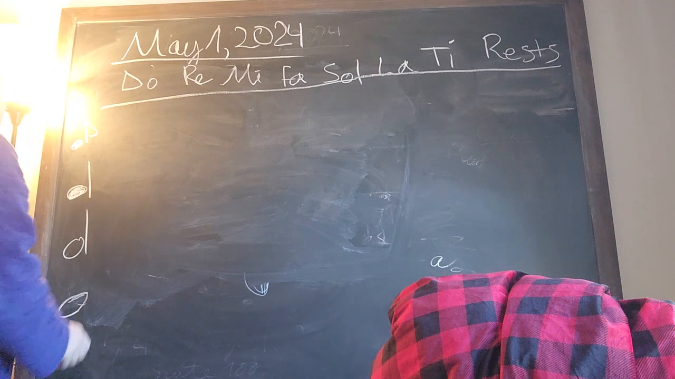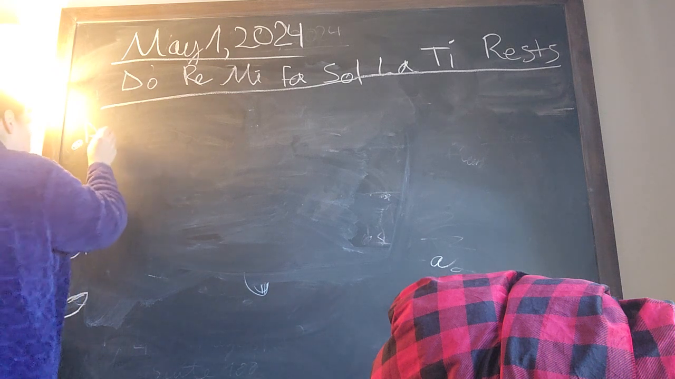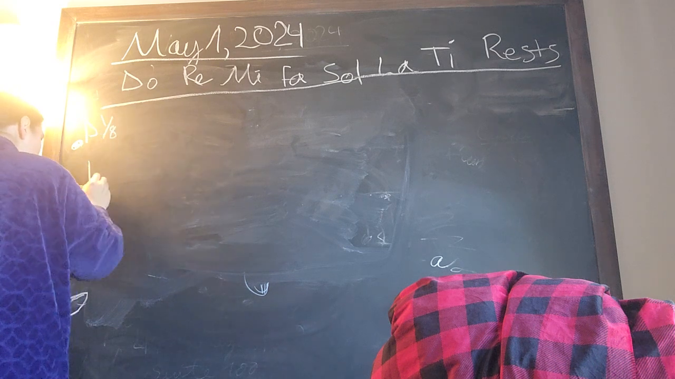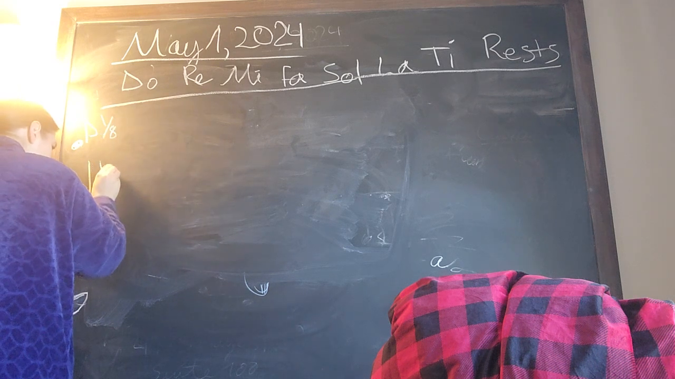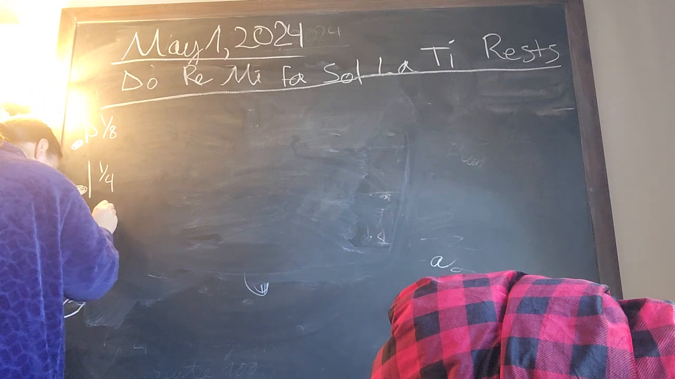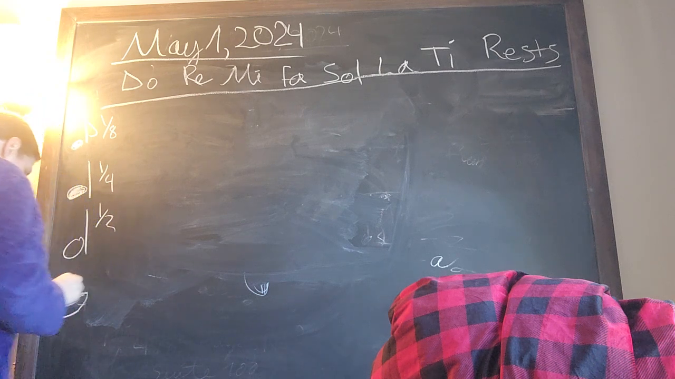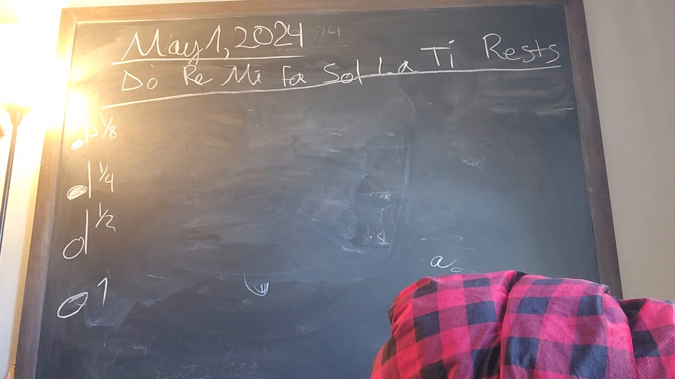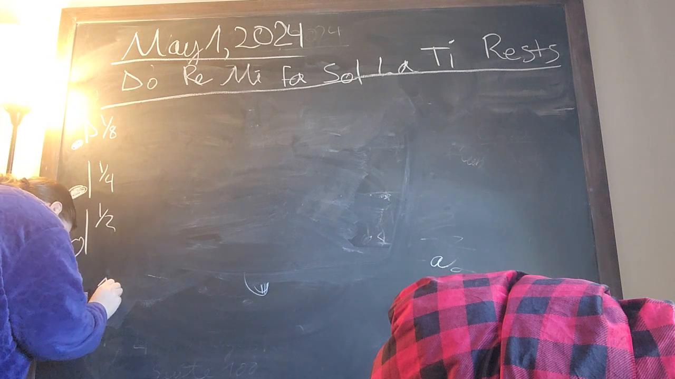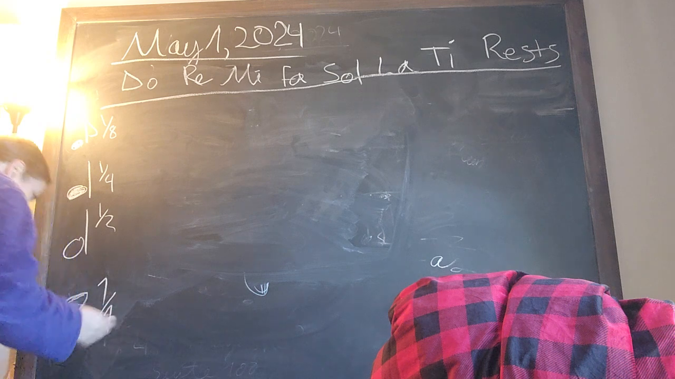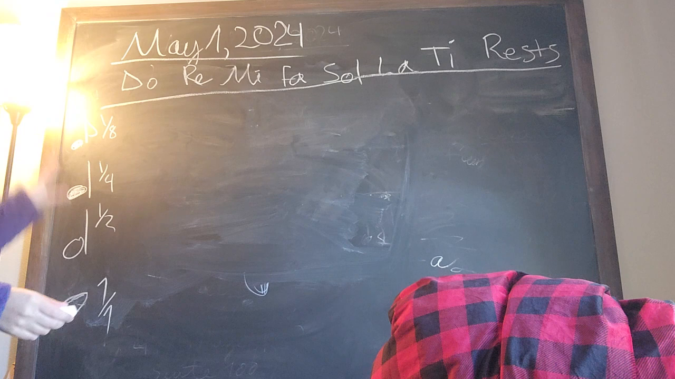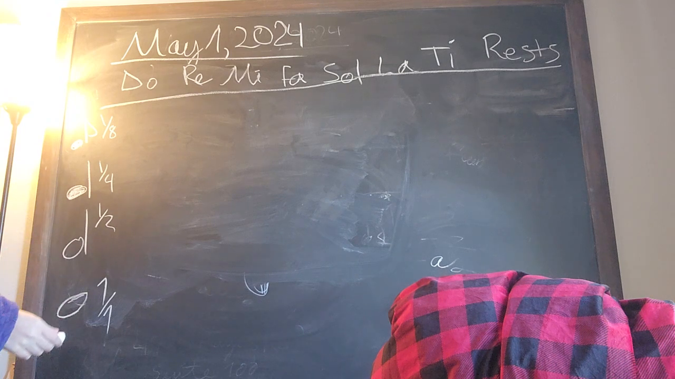Okay, so we could easily put in the fractional values. That's an eighth. That's a quarter. That is 1/2. And this is whole. I don't know if that means anything, but just to make it look pretty with all the others.